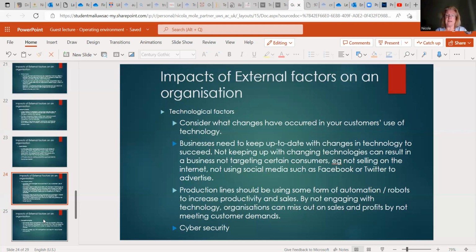You also need to take into account cybersecurity. Is your business safe from being hacked and your information stolen? Your information about how you run your business is your competitive advantage over other businesses. So you really do want to protect that.